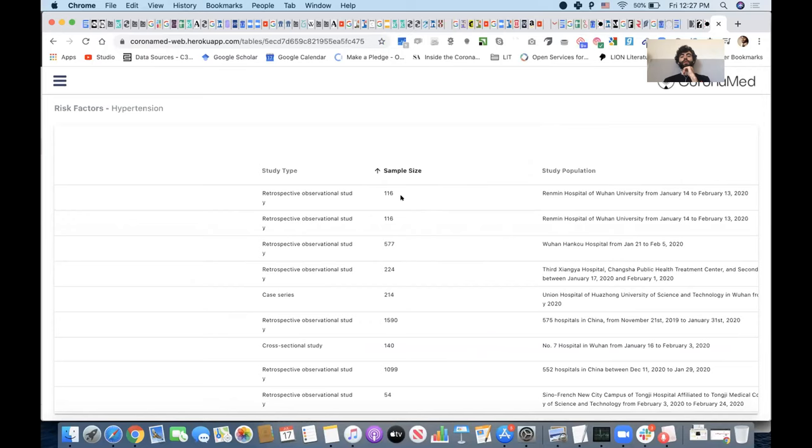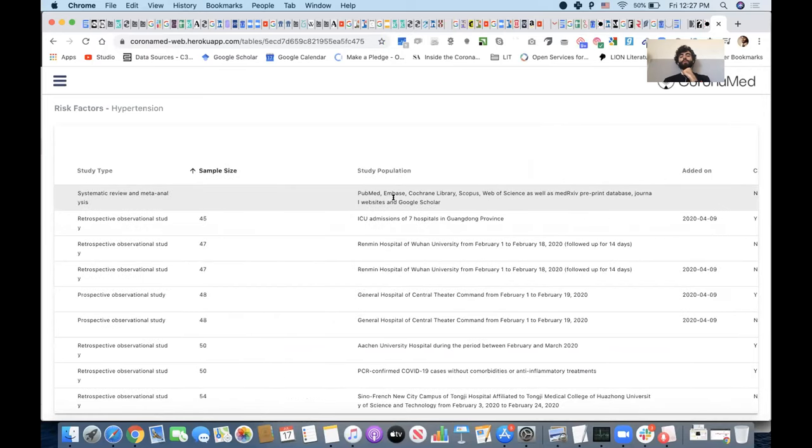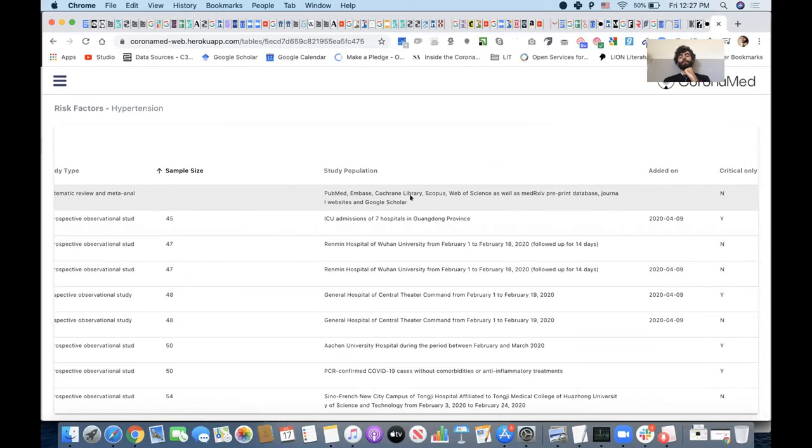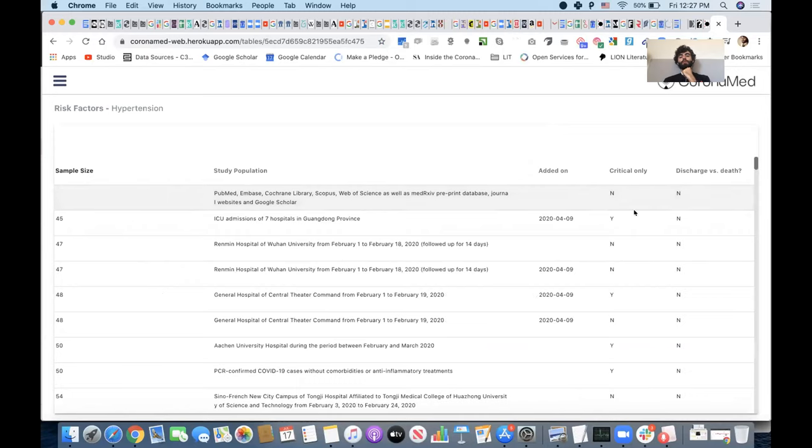Essentially what we can extend our proof of concept was more of these quantitative types of data, like sample size, or more descriptive things like study population and some indicative metrics like critical only, discharge versus death, and things like that.